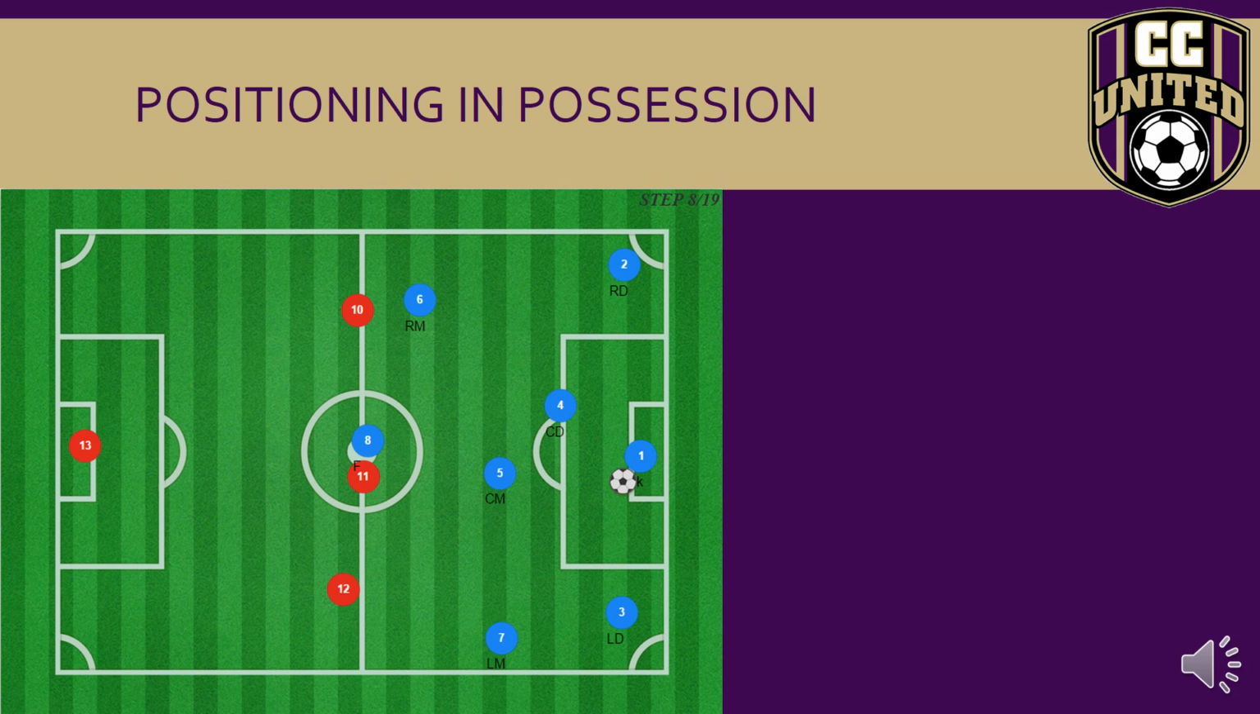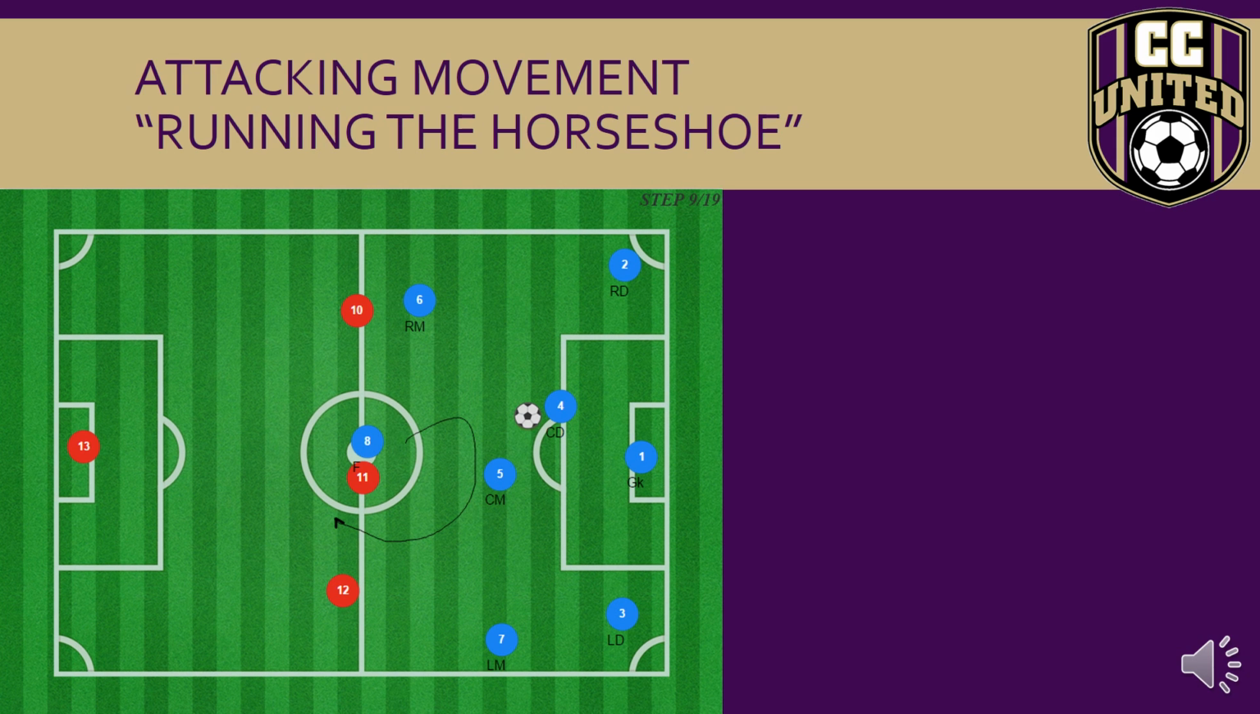Once again, as the ball is getting played in, we introduce movement patterns. This is called running the horseshoe. As you can see, this run that the striker is about to make, if you look at the path of the run and where it would be at certain points, this running pattern is designed to draw the defender towards the ball, and then as the player spins off along the line, it would create a passing lane to pass in.